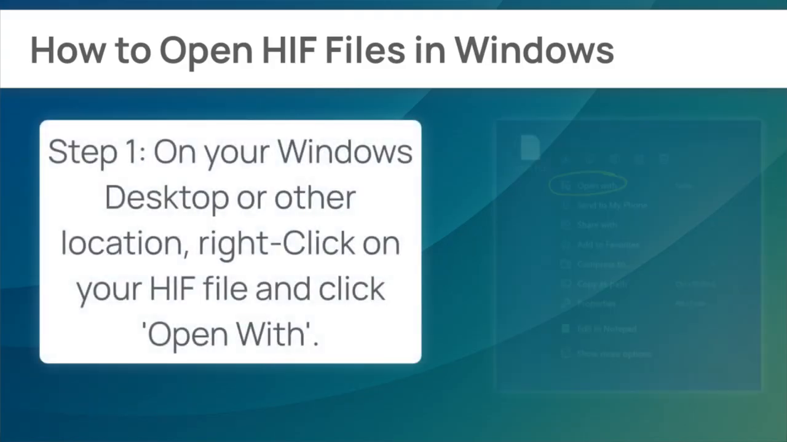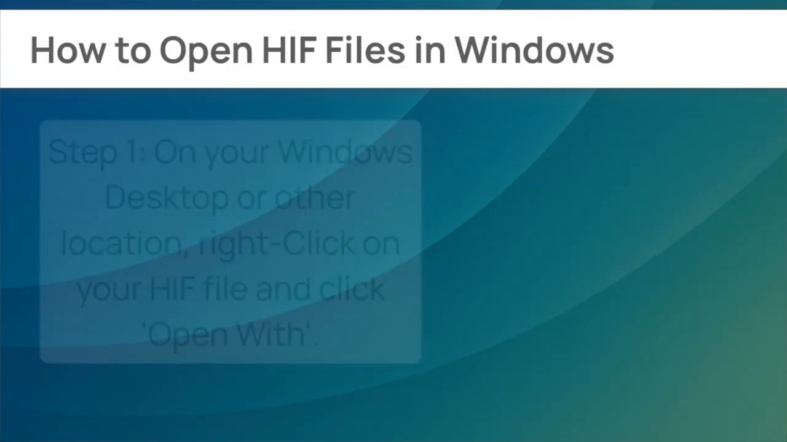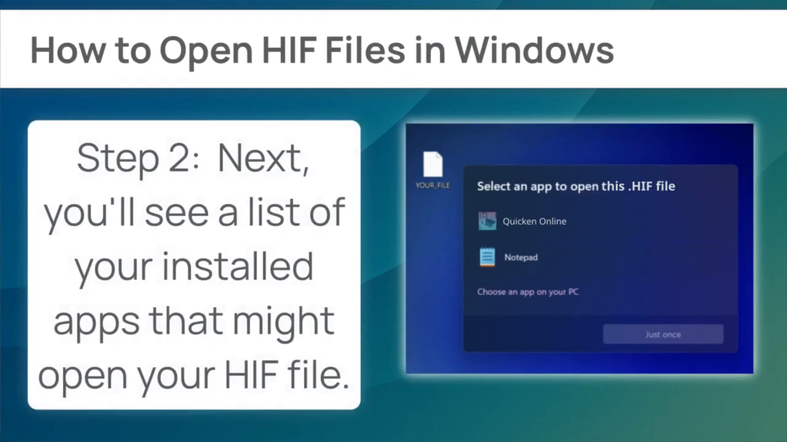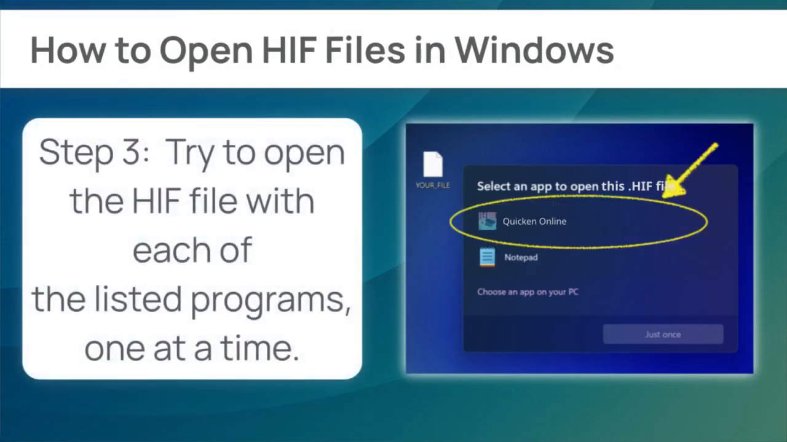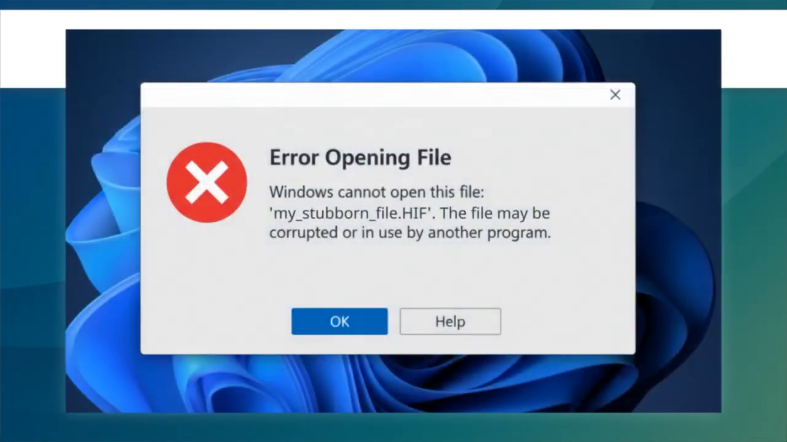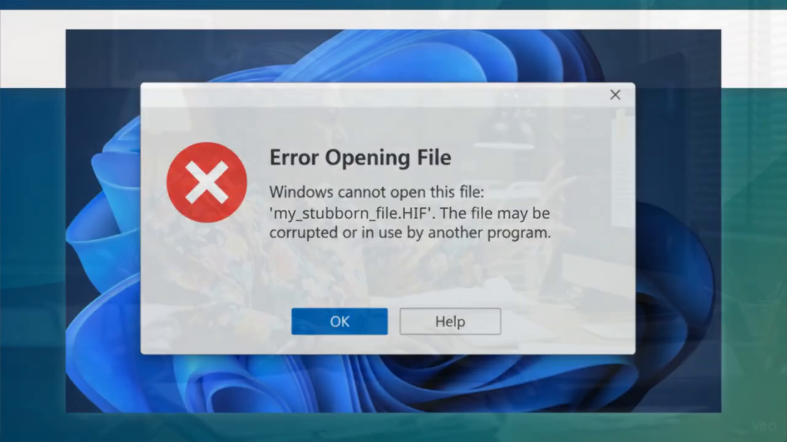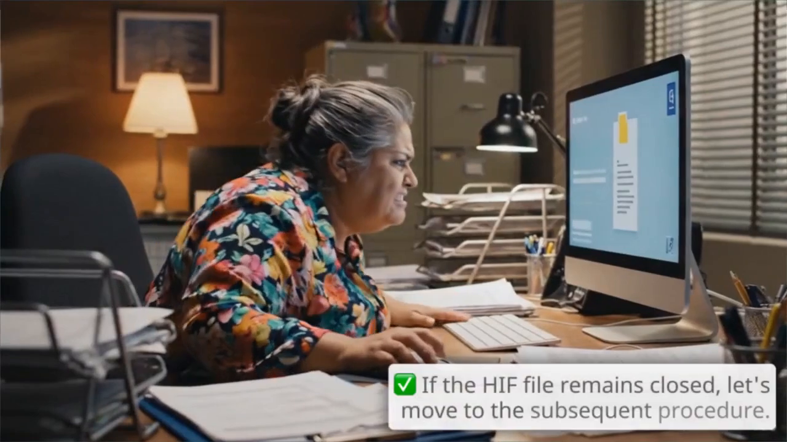We're checking the integrity of the format. Right-click your HIF file and click Open With. If Quicken Online is installed, start there. If it's not, try another option. The solution is usually hidden within one of your apps. When your HIF file does not open, it is usually a small issue. Before you download the universal fix, know what you're fixing.